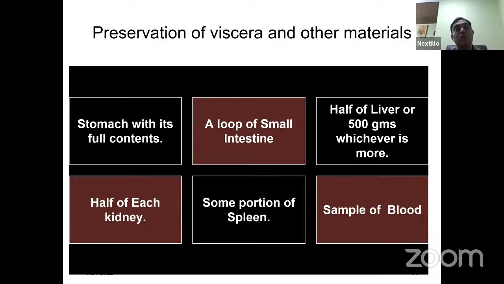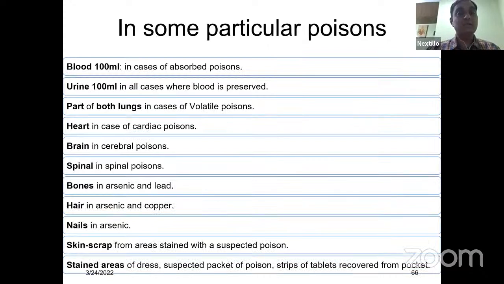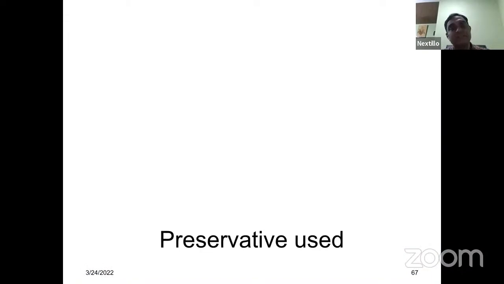So we have to preserve viscera: stomach, some portions of the spleen, and a sample of the blood. These are some of the sample collections. Blood, urine, both lungs, and heart in case of cardiac poisons. Spinal cord in case of spinal poisons, bones in case of arsenic and lead, hair in arsenic or copper, nails, skin scab, and you can also take stained areas of the dress. These must be collected and sent to the forensic science laboratory.